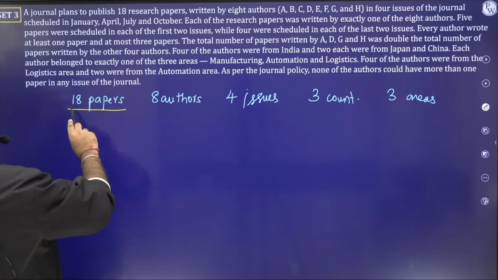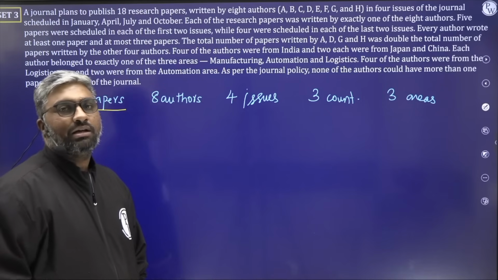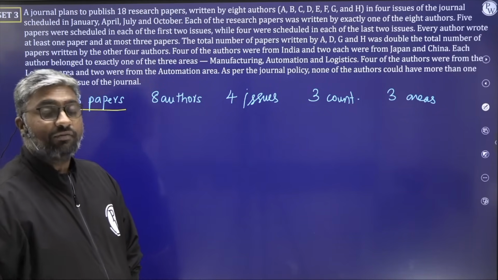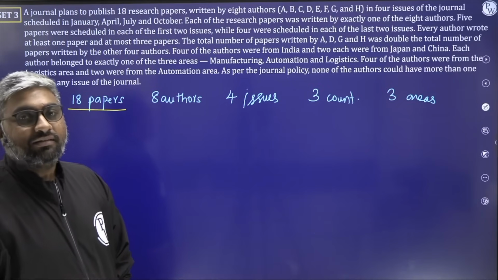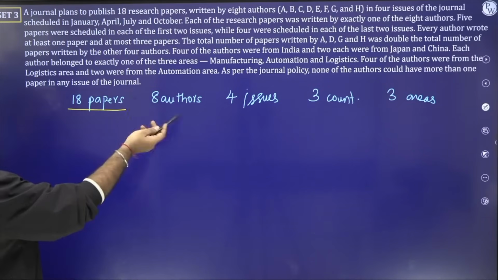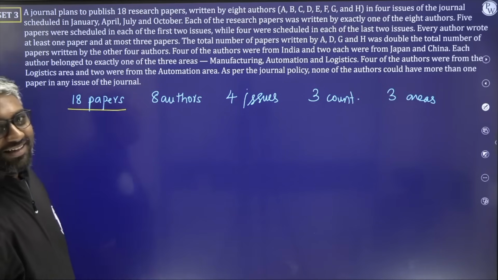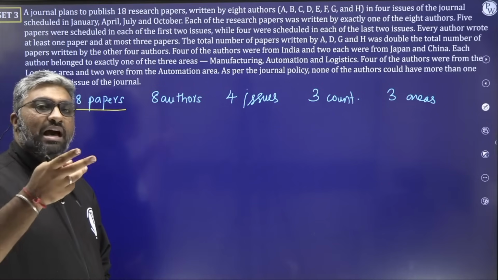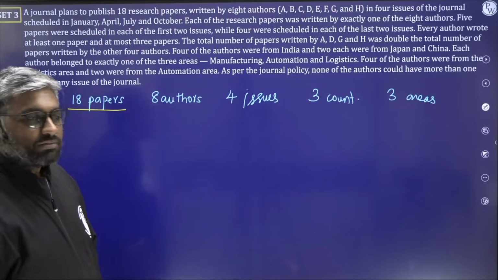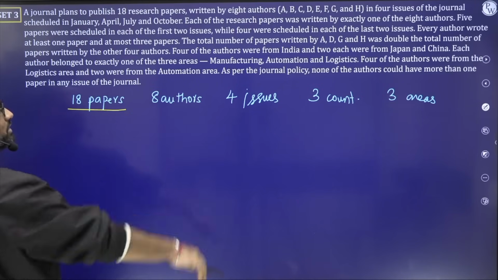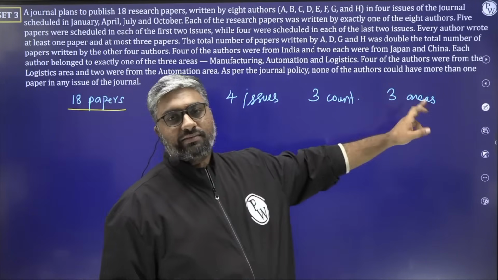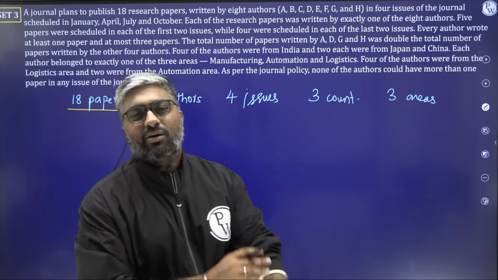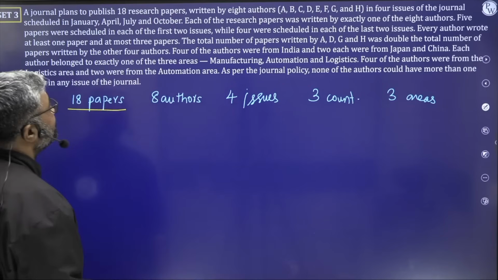If there are 18 papers and 8 authors, we cannot consider the fact that it's divisible, right? We have to consider the fact that it's not equally distributable. You cannot give 18 by 8 papers to each of them, right? So what will happen here? Some of them will have more papers, some of them will have fewer papers published. Same goes with the issues. Although with country and areas, it does seem like we can split 6 each, but we don't know that for sure, right? Let's move ahead.